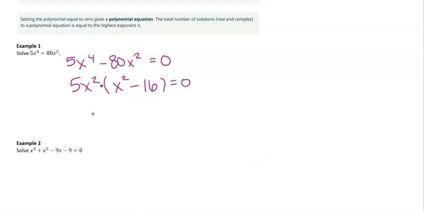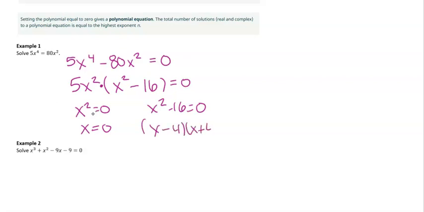And then I can use the zero product property to know that that means that x squared could be 0, and I have zeros. Well, that's only when x equals 0. And x squared minus 16 could be 0, and I will have zeros. You could factor this further. It's a difference of squares, and get x equals plus or minus 4. Or you can use the square root property and know that x must be equal to plus or minus the square root of 16, again giving you plus or minus 4.